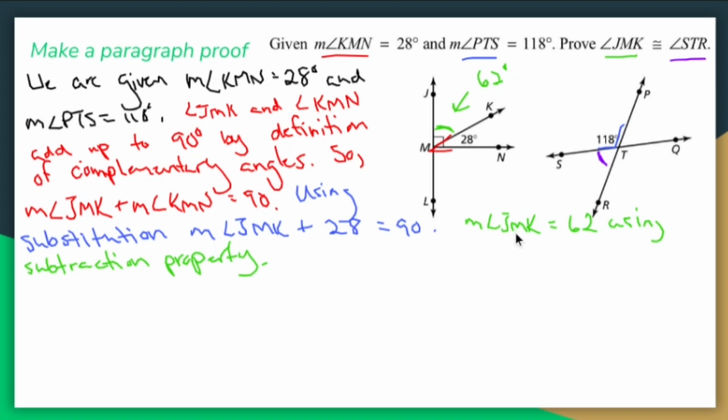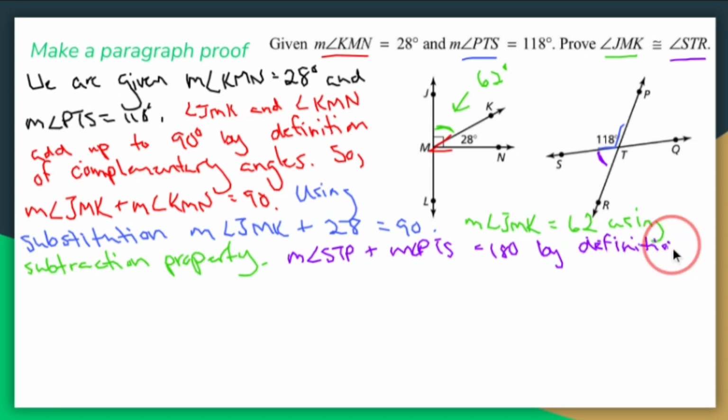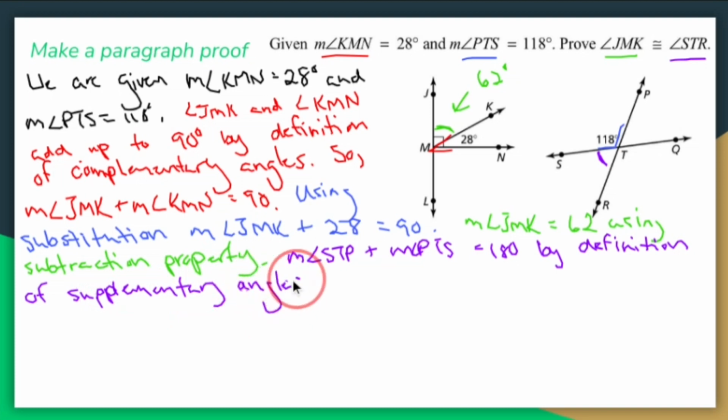Now, I found out what the measure of angle JMK is. Now what I'm going to do is avoid writing so much here and jump right to saying that the measure of angle STP, Stone Temple Pilots, plus the measure of angle PTS equals 180 by definition of supplementary angles. See, these guys add up to make 180. And I'm hoping by doing 180 minus 118, I get 62. And if I get 62, then I can show that these guys are the same.